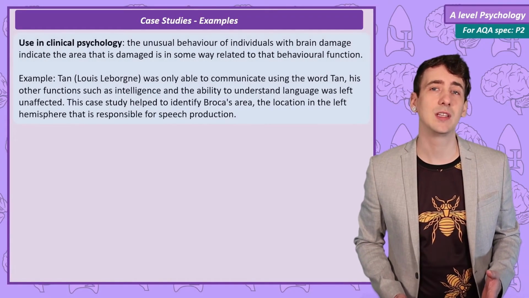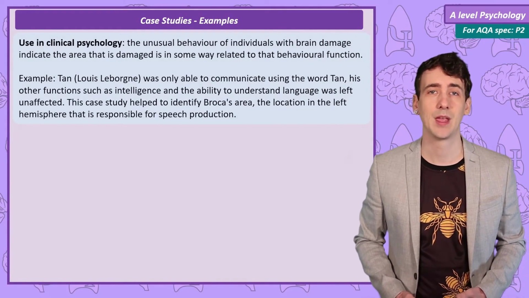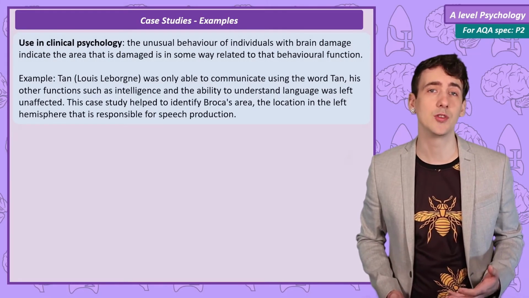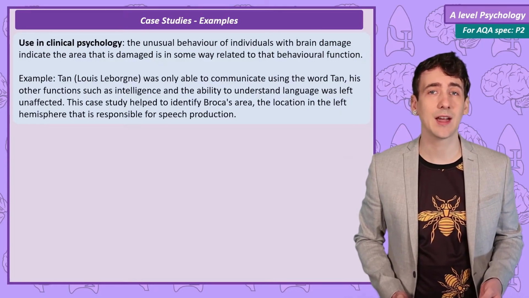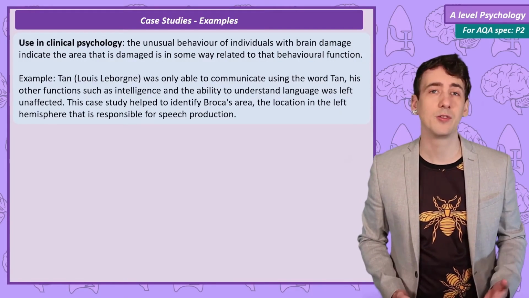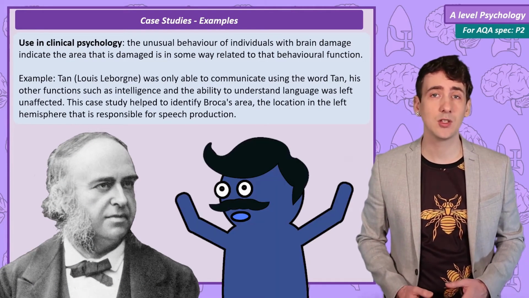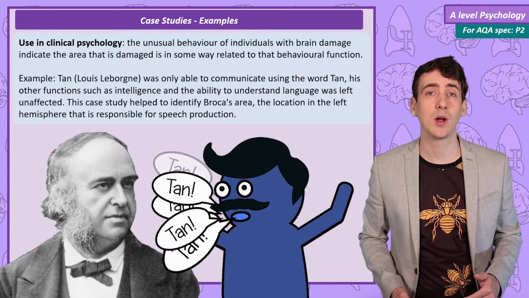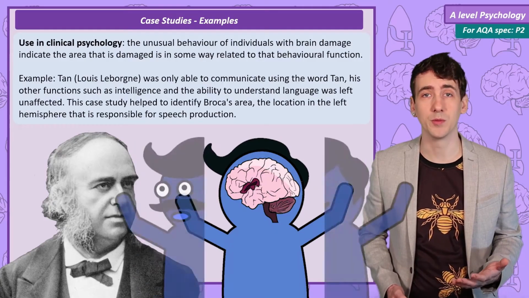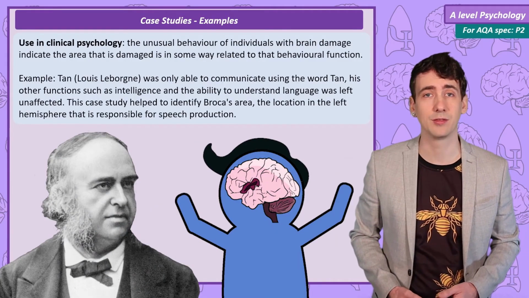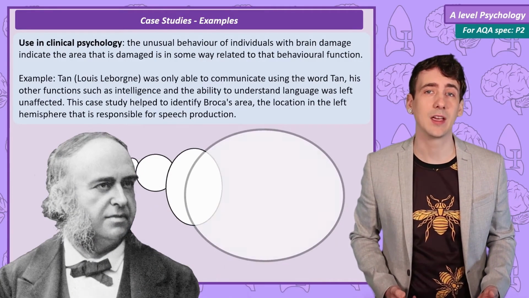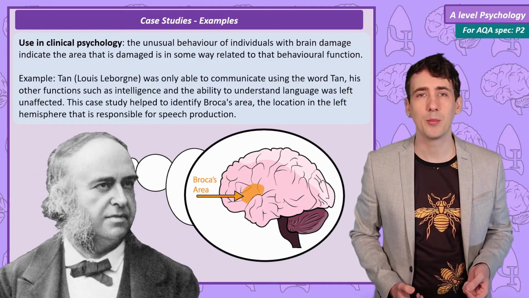Case studies have been used significantly in clinical psychology. Brain damage patients often have unusual symptoms, and this gives an insight into the functioning of the brain. For example, Paul Broca researched a patient referred to as Tan. Now, this patient could only say "Tan", and work while Tan was alive was combined with post-mortem dissection of his brain after his death. And this work led to the identification of Broca's area, a part of the brain responsible for speech production.